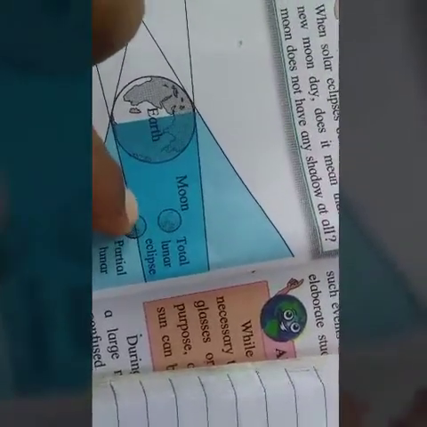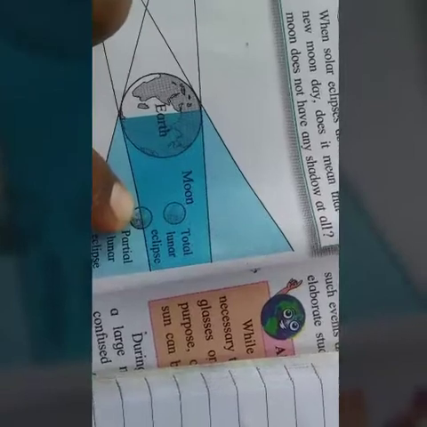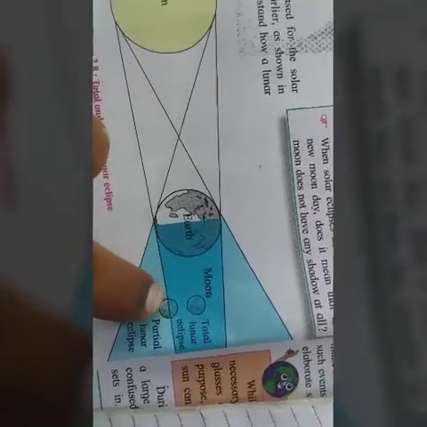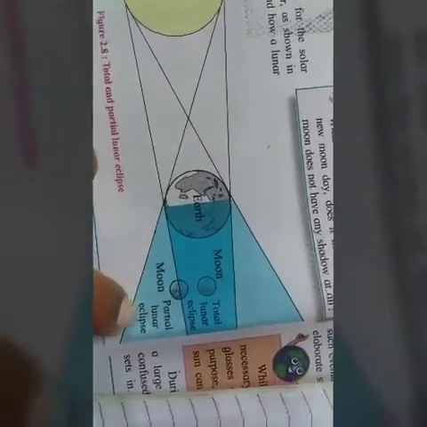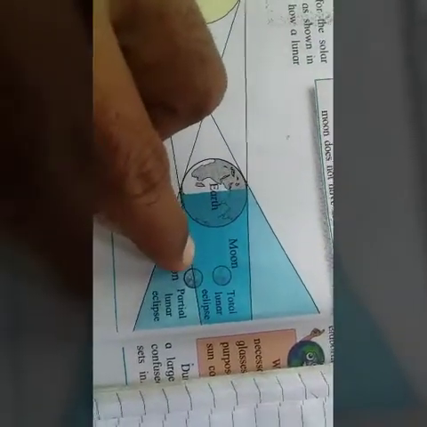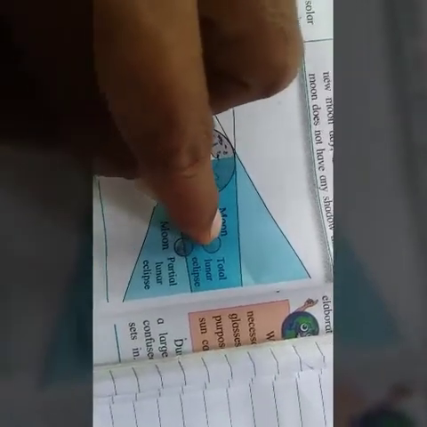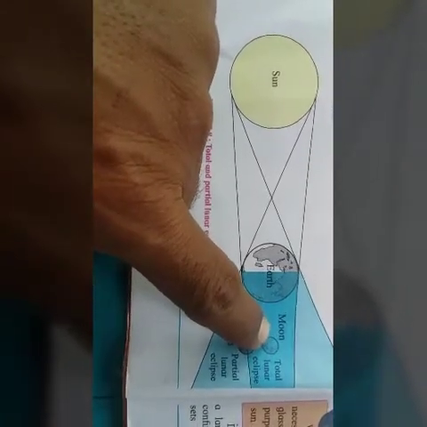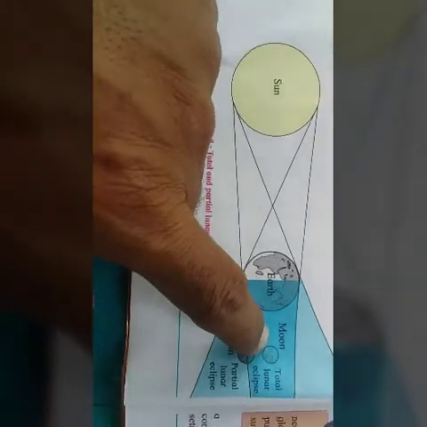We see the phase of the moon, and this phase of the moon is called a partial lunar eclipse. And when the moon completely enters the earth's umbra, that means totally hidden in the shadow, we see a total lunar eclipse. The maximum duration of a total lunar eclipse is 107 minutes.